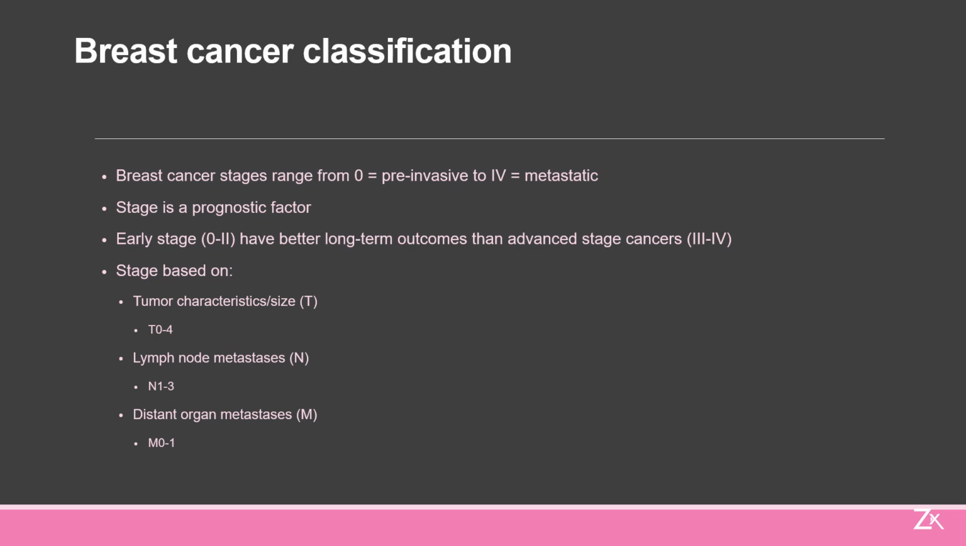And the stage is based on the TNM system, which is tumor characteristics and size, and this is graded T0 to 4. Lymph node metastases, which is graded as N0 to 1, or distant organ metastases, which is graded as M0 to 1. Understanding the stage does help clinicians to determine the right treatment, and it is a very huge prognostic factor to figure out the stage at the time of diagnosis and to restage as the cancer progresses.